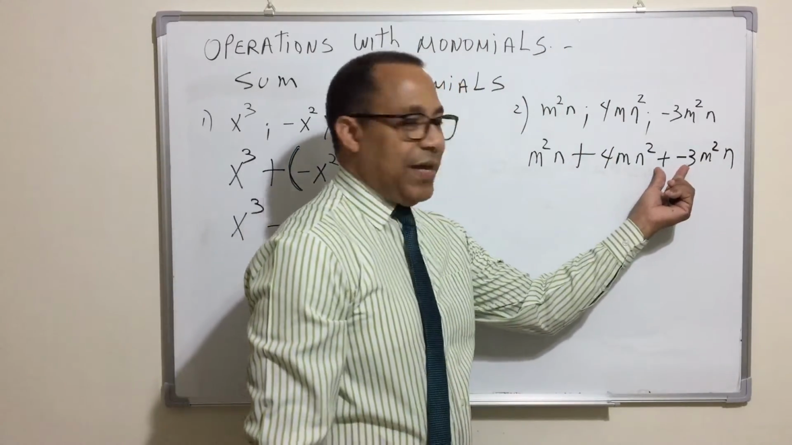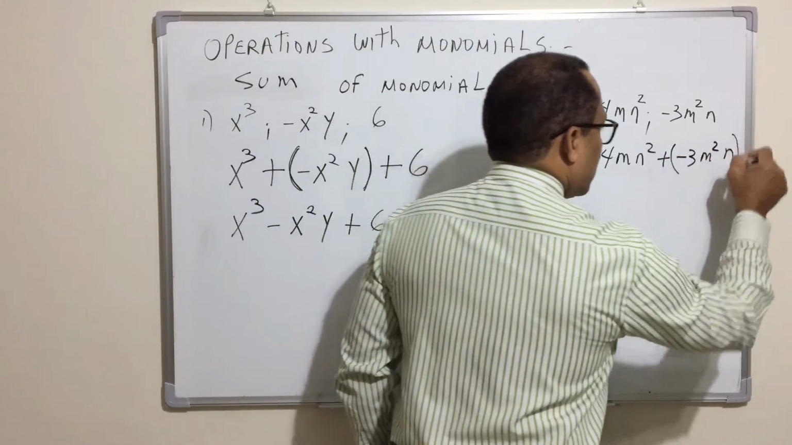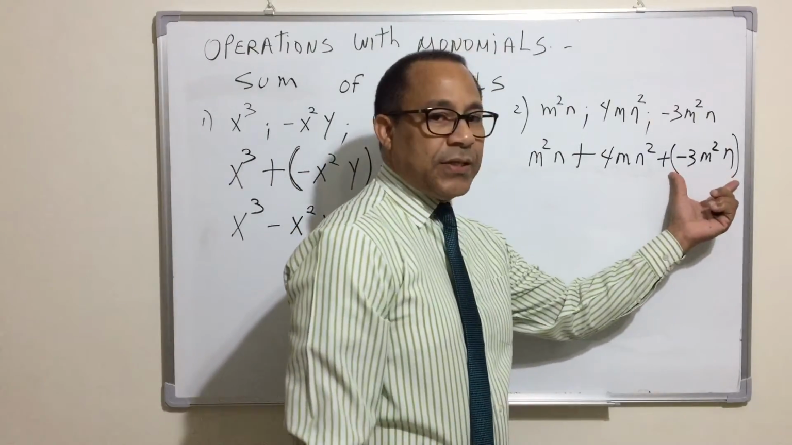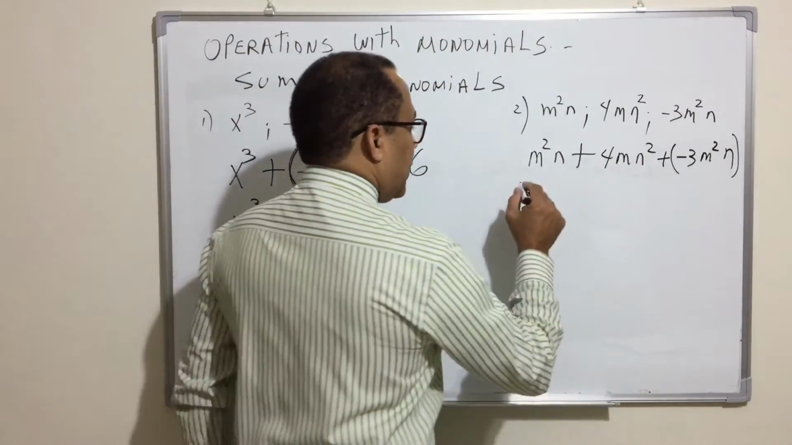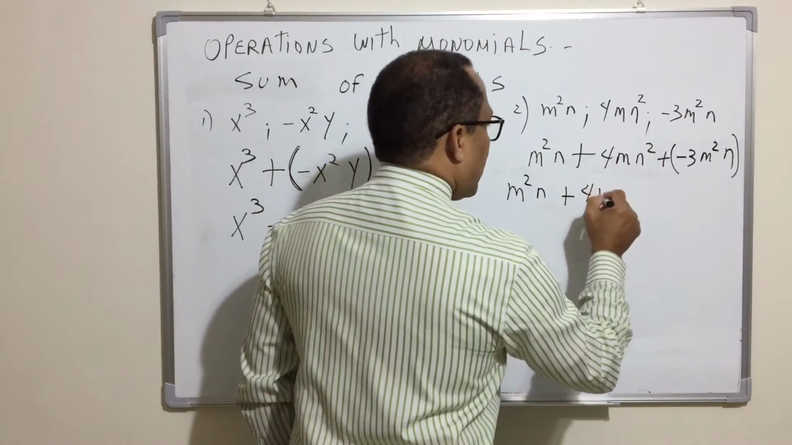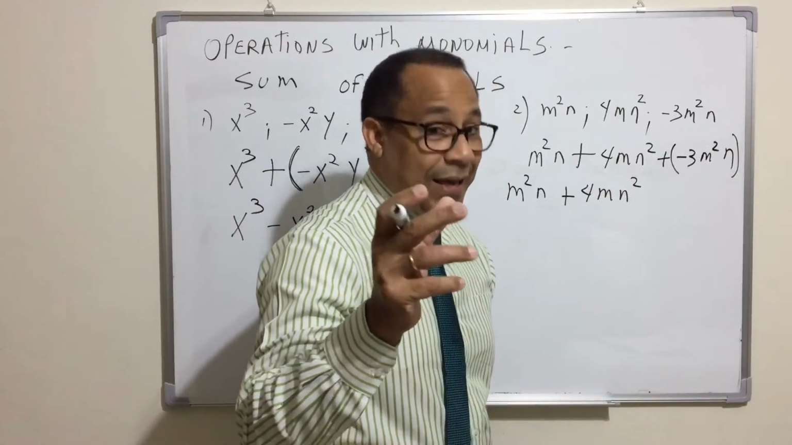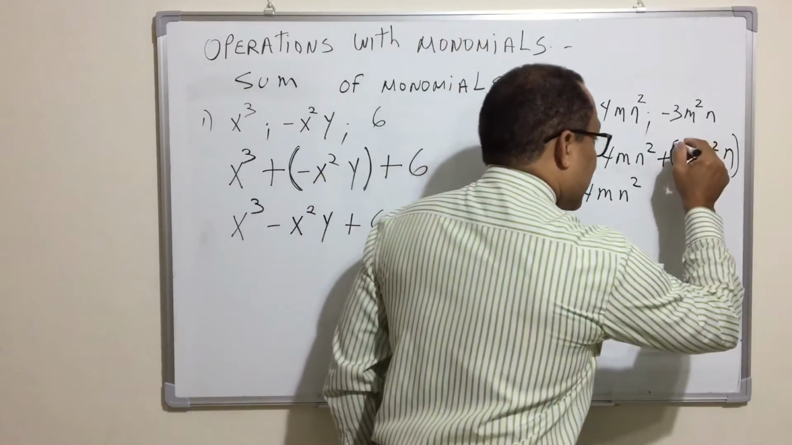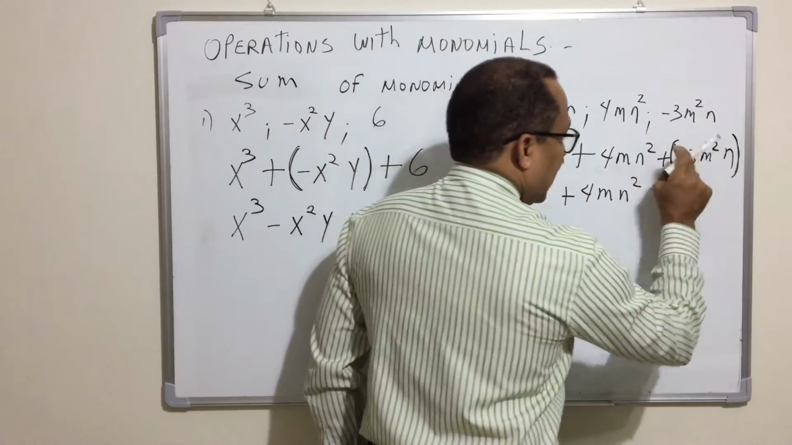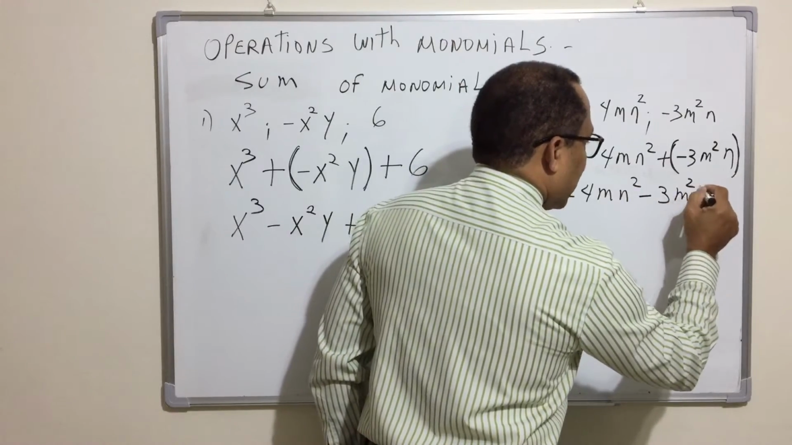And again, I have two signs together here. So what I'm going to do is, like I said before, use parentheses. Our next step is to get rid of the parentheses, so I'll just bring the other terms down. Bring down the m to the second n, plus, bring down the 4mn to the second, and then multiply the signs. Again, multiplying because parentheses means multiplication. I'm multiplying these positive signs times the negative. Positive times negative is negative 3m to the second n.